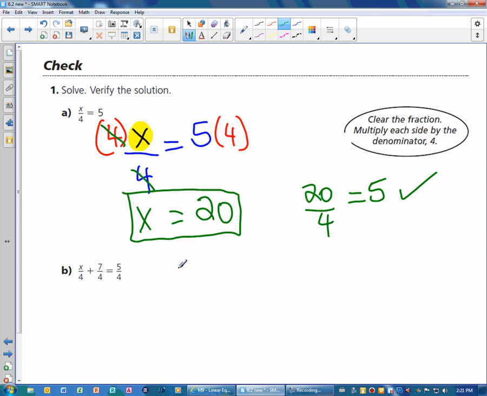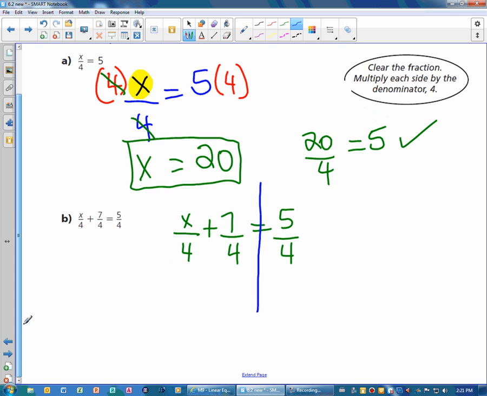Okay, second one. I have x over 4 plus 7 over 4 equals 5 over 4. Now, a little more complicated, but you can handle it. All right, left side, right side again. And what I would do here is I have x over 4 plus 7 fourths equals 5 fourths. This x is being divided by 4. Get rid of the 7 fourths first. I'm adding 7 fourths, so subtract. Oops, subtract 7 fourths. Do it to one side, do it to the other.